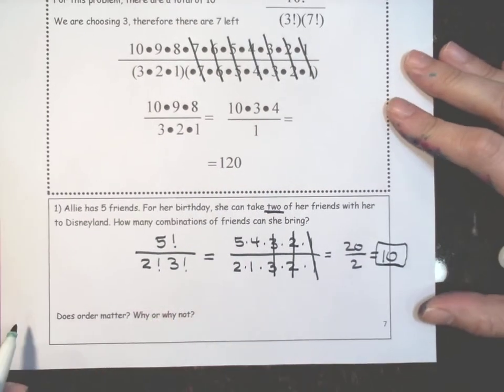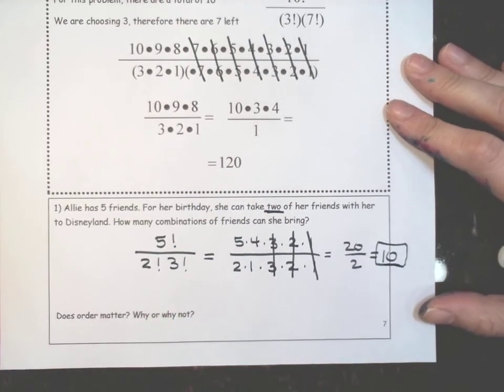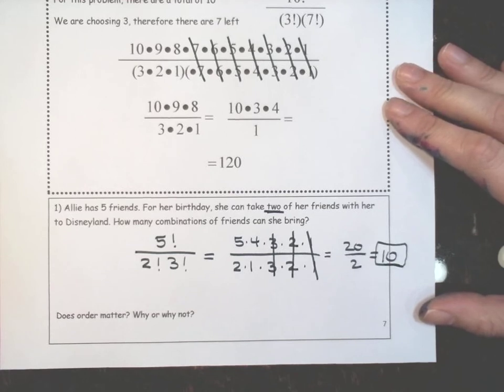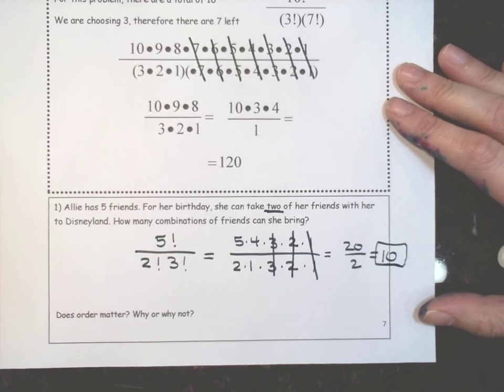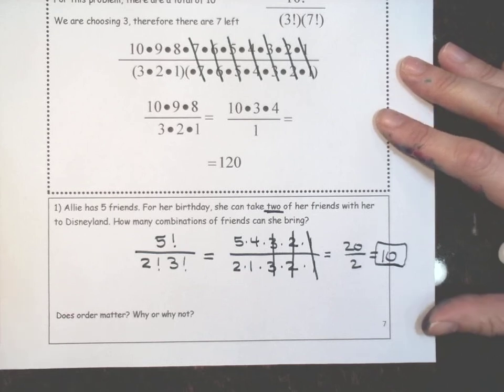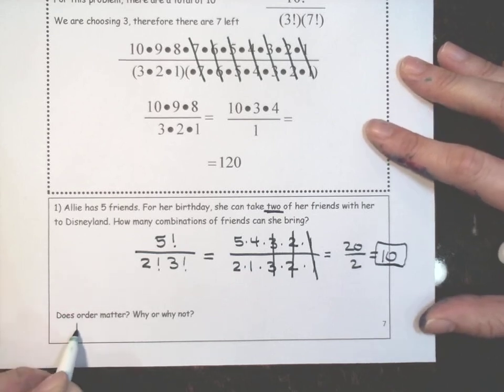Does order matter? Say she has 2 friends, Jack and Jane, that she picks. If she picks Jack first and then Jane to go to Disneyland, does it matter? Is there any difference between her picking Jane and Jack? No. So order does not matter.